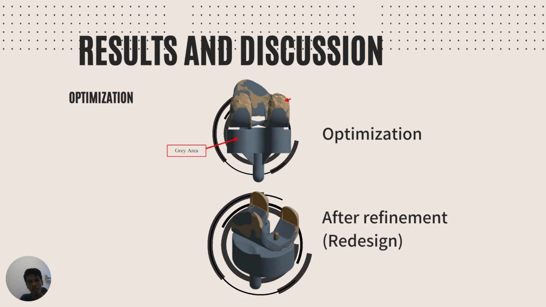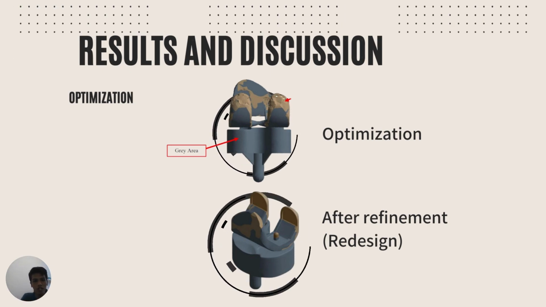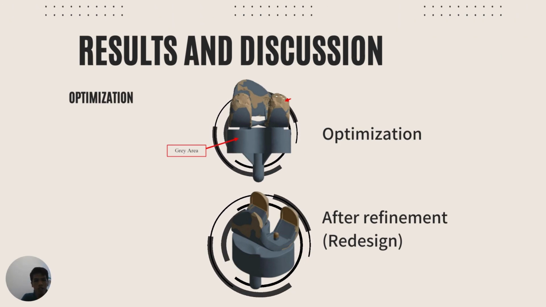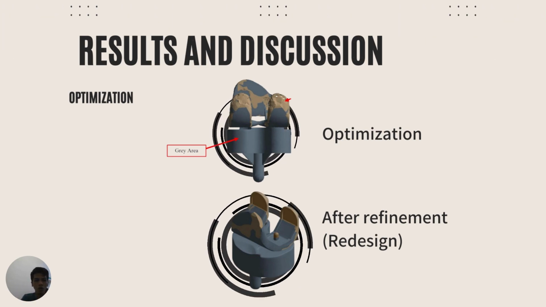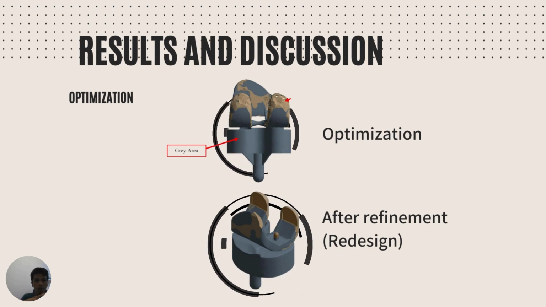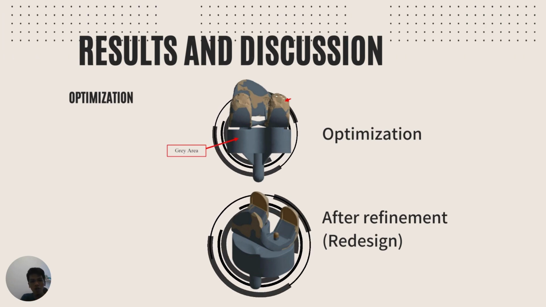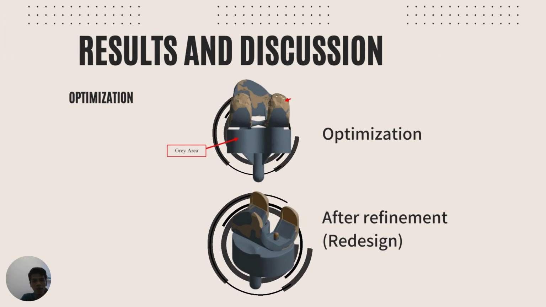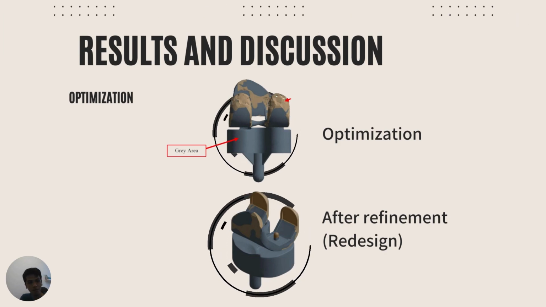So from the result we get from the finite element analysis using the ANSYS Workbench, you can see that only the femoral component will be optimized. We don't want to touch too many parts on the tibial component. After we optimize, you can see the gray area which is maintained, and the brownish area is after we make the optimization.